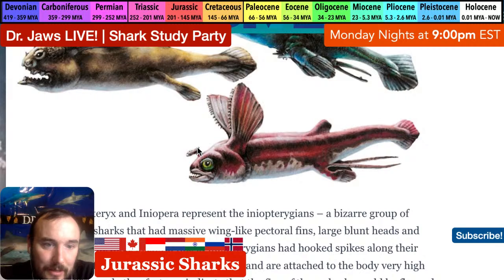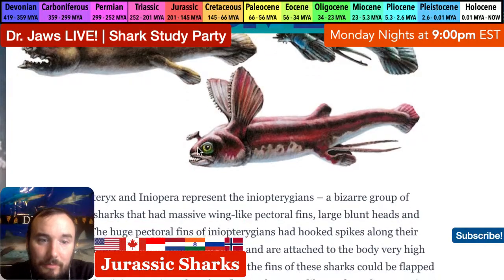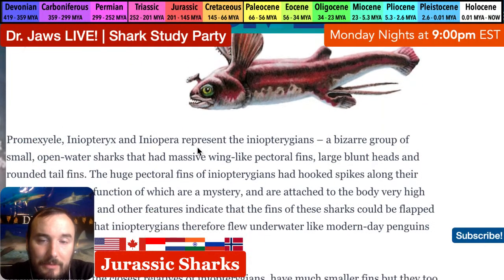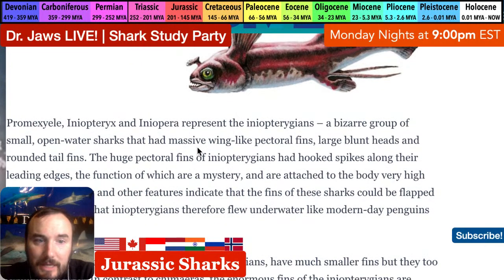Promexilaris, Iniopteryx, and Inioptera represent the Iniopterygians, a bizarre group of small open water sharks that have massive wing-like pectoral fins, large blunt heads, and rounded tail fins. The huge pectoral fins of Iniopterygians had hooked spines along their leading edges, the function of which is a mystery, and are attached to the body very high up on its side.